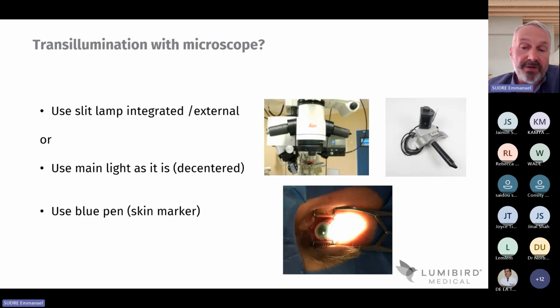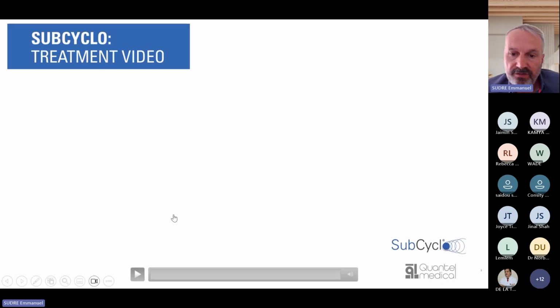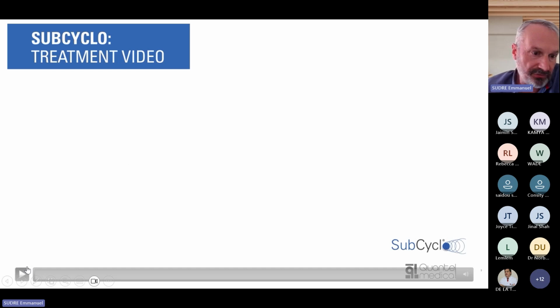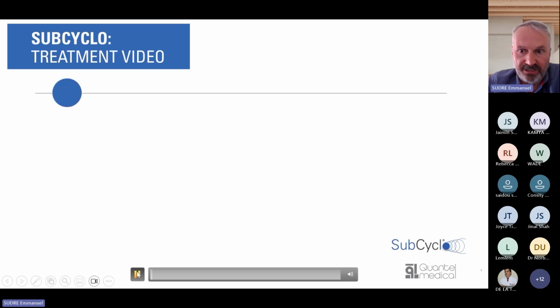Otherwise, with any microscope, if you have a slit lamp integrated, it's easy. Otherwise, you use the main light and just displace it on the sclera, and then you can notice that we can get transillumination on the opposite side. So it helps to use the blue pen to draw some dots before doing the laser treatment. So this video shows you how to do this transillumination.